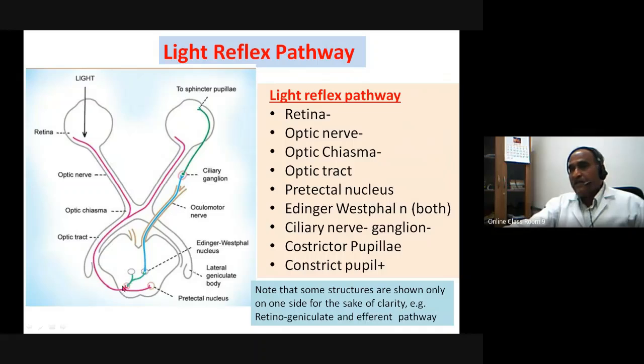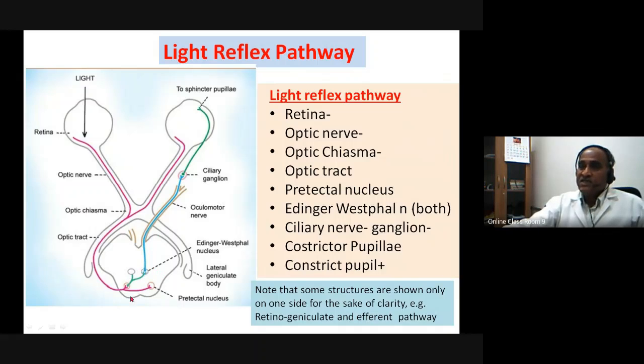Now from the pretectal nucleus, again it will supply both sides. These are the Edinger-Westphal nuclei. This is the nucleus for the third cranial nerve parasympathetic, the Edinger-Westphal nucleus, third cranial nerve parasympathetic nucleus. So now this is supplying on both sides. That means there is a mixture, a sharing of the information on both sides, bilateral sharing. Now I have intentionally taken this to the other side to make it clear.